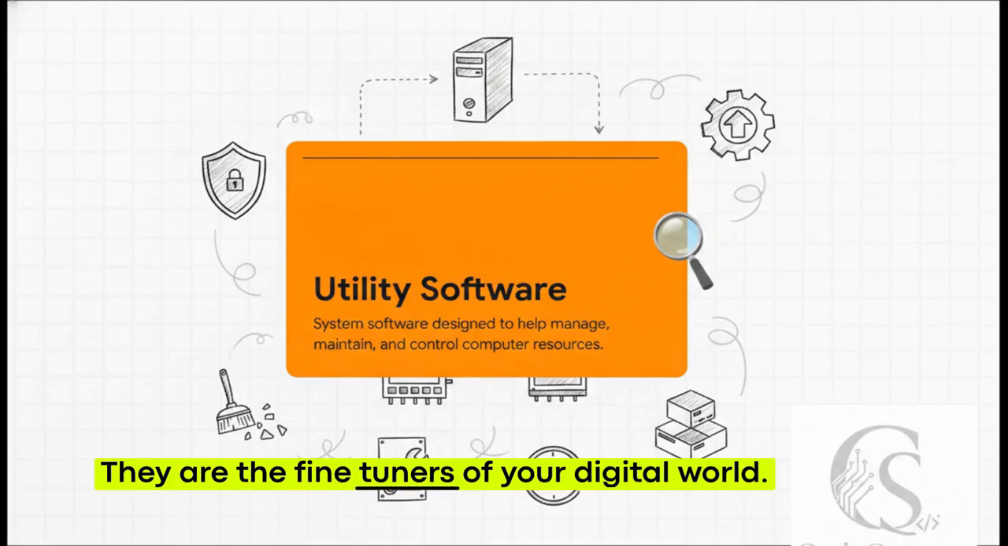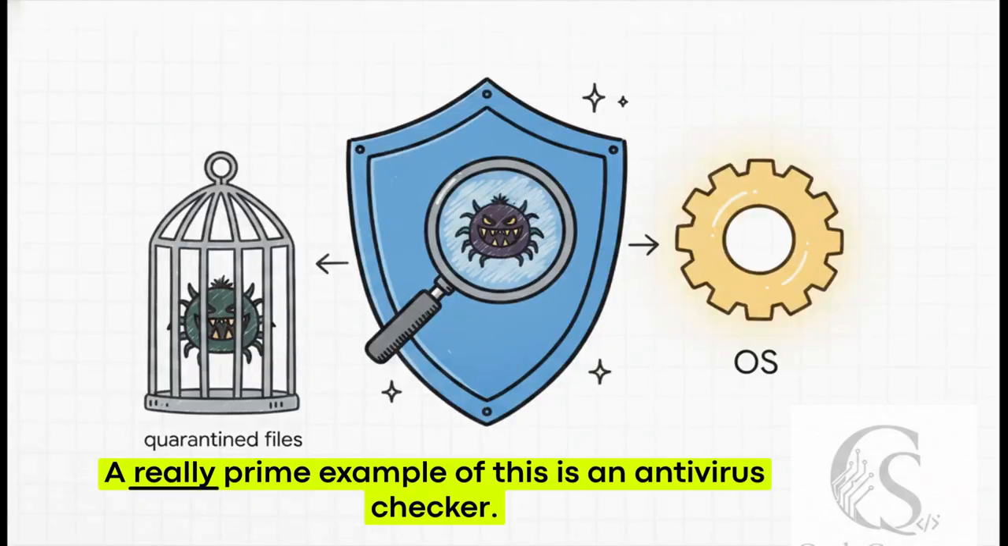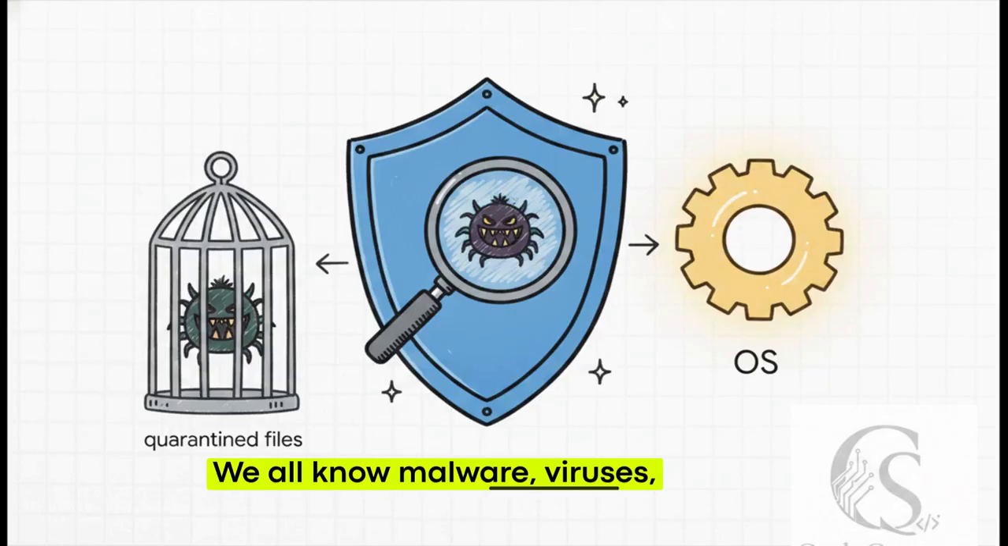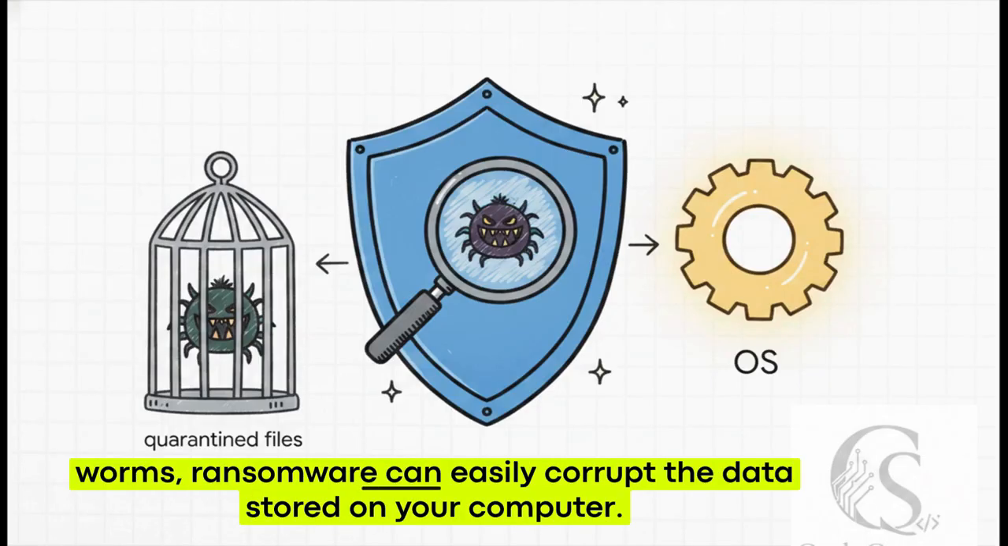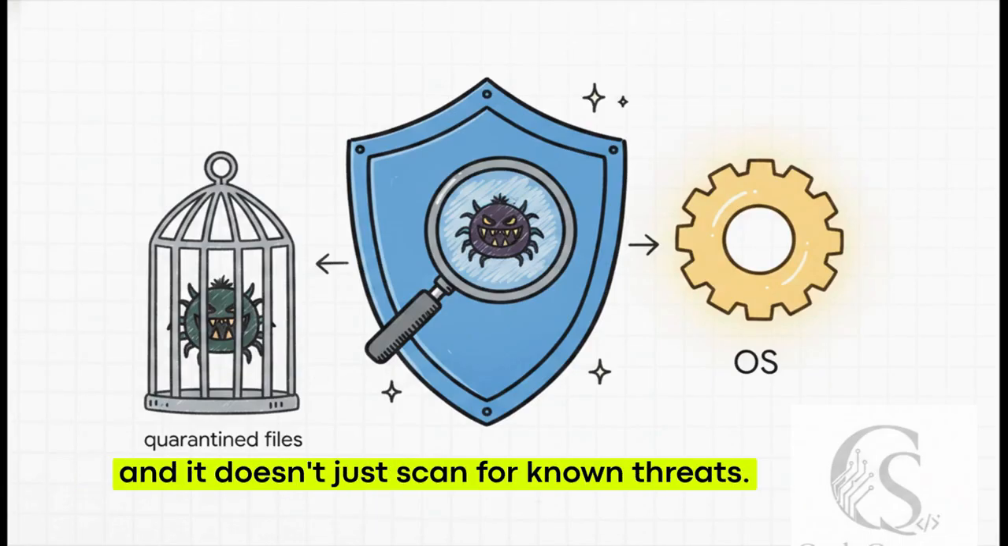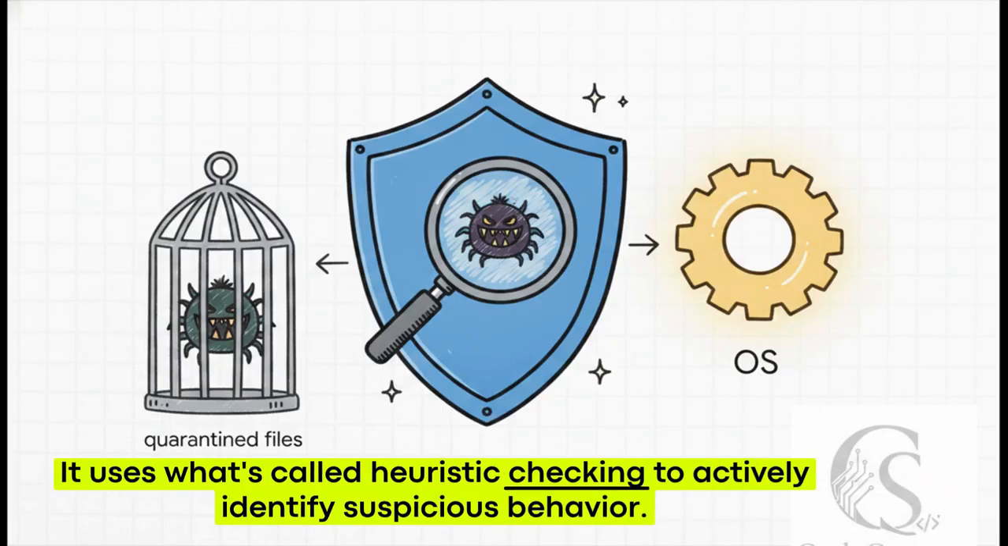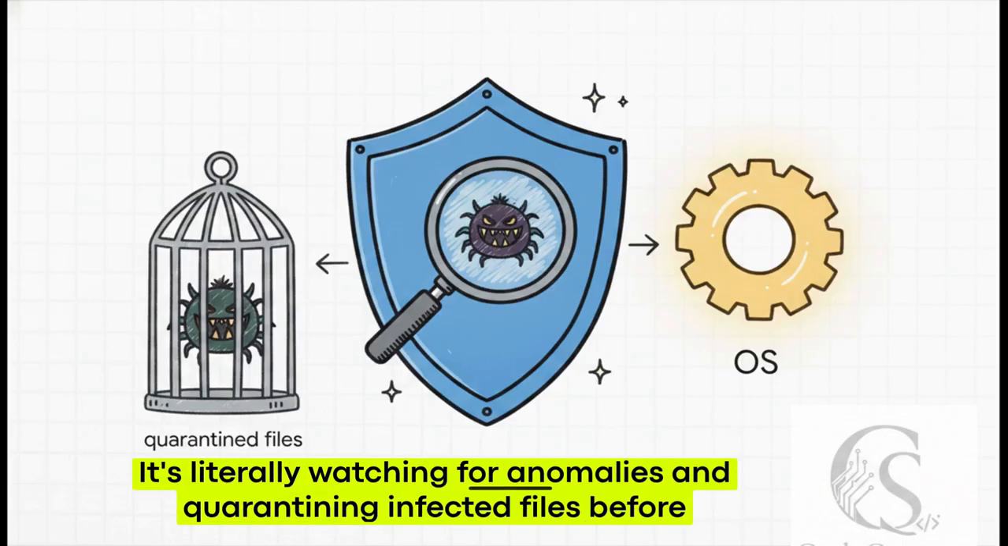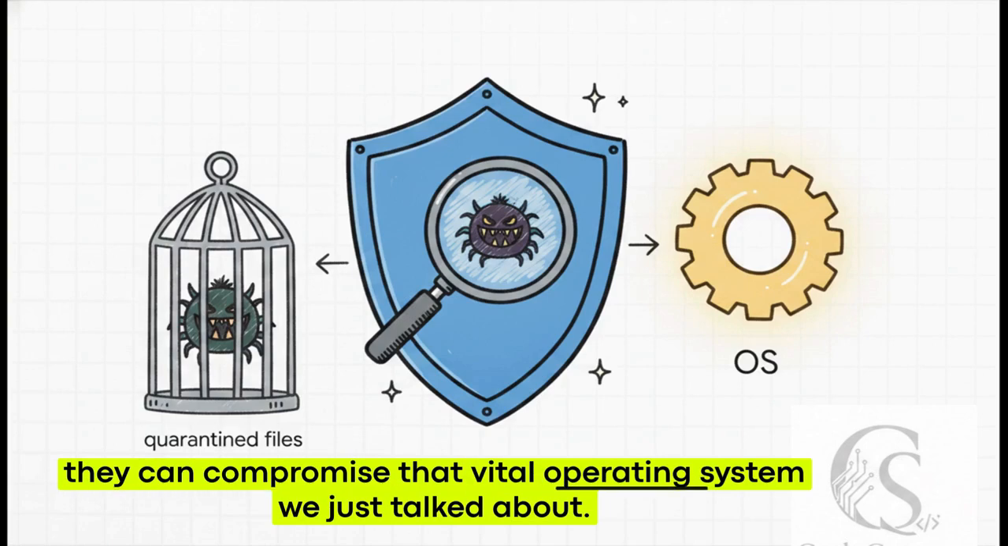They are the fine-tuners of your digital world. A really prime example of this is an antivirus checker. We all know malware, viruses, worms, ransomware can easily corrupt the data stored on your computer. Well, an antivirus utility acts as your dedicated security staff. And it doesn't just scan for known threats. It uses what's called heuristic checking to actively identify suspicious behavior. It's literally watching for anomalies and quarantining infected files before they can compromise that vital operating system we just talked about.